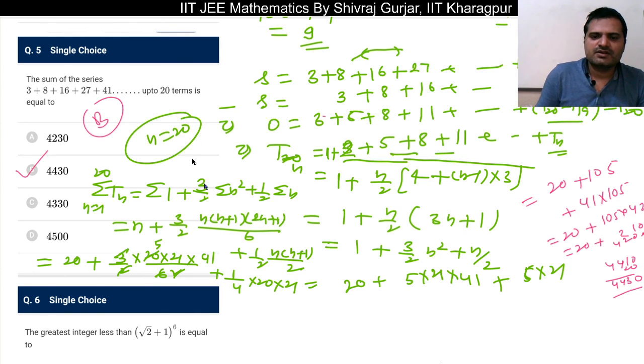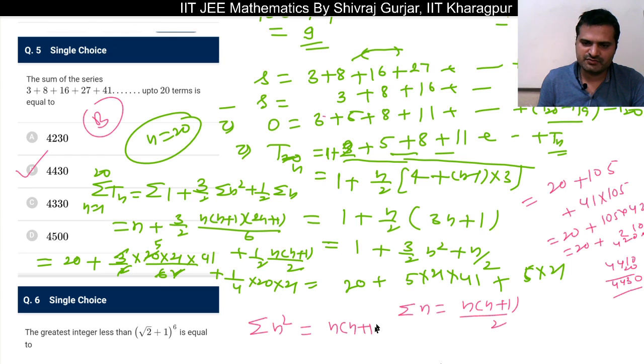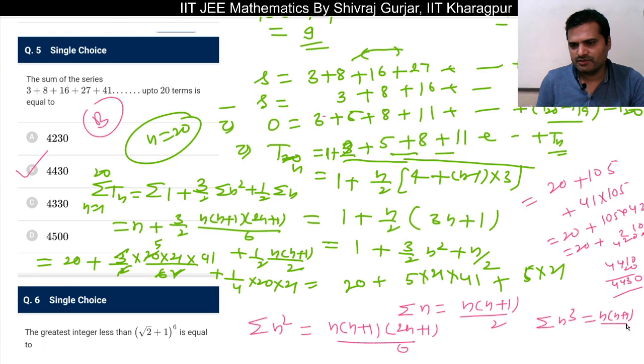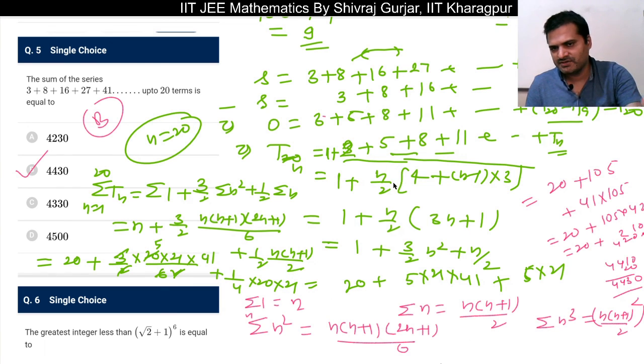Okay, so then these formulas will always be used. Summation n, the sum of n natural numbers, is n into n plus 1 by 2. The sum of squares of n natural numbers is nothing but n into n plus 1 into 2n plus 1 by 6, and the sum of cubes of n natural numbers is nothing but n into n plus 1 by 2, whole squared. Further, summation of 1, if we add 1 n times, then we get n. So these four things will be used once we find the nth term. Okay, so I hope this is understood. Let us move on.